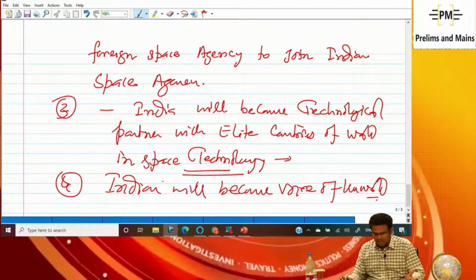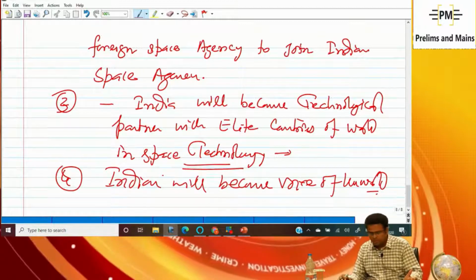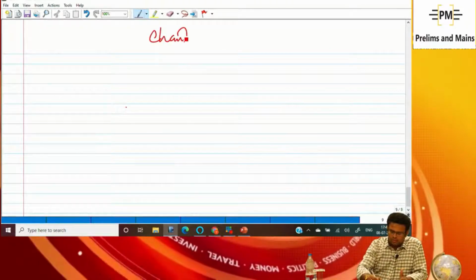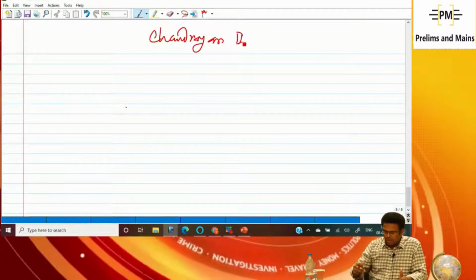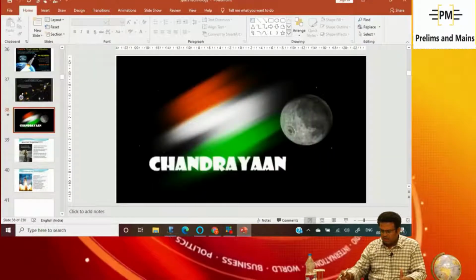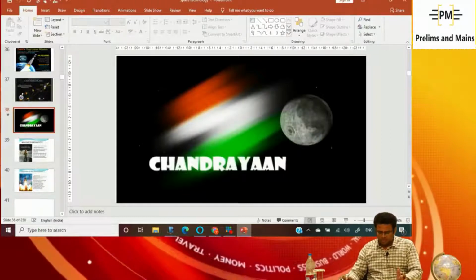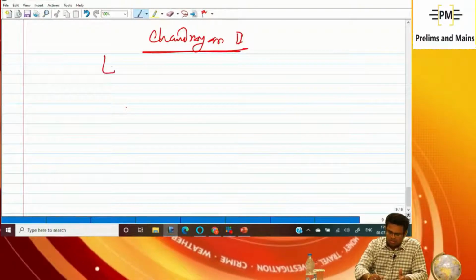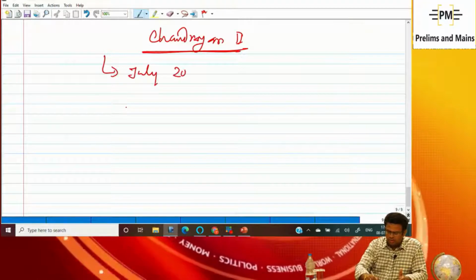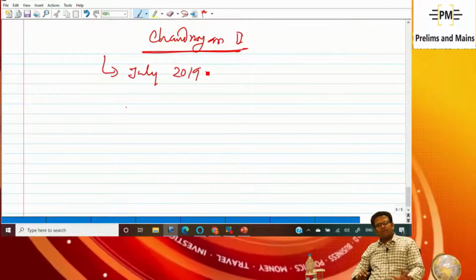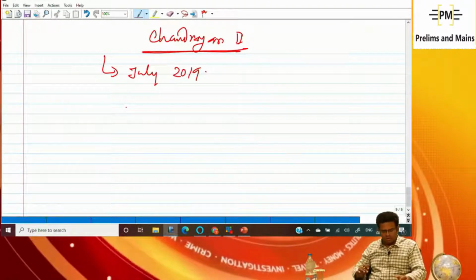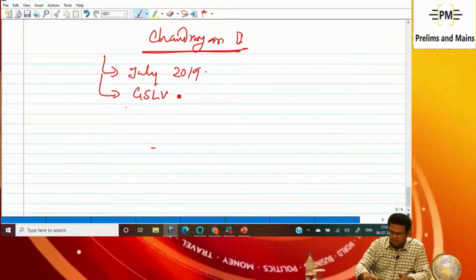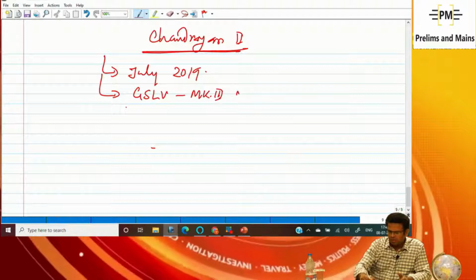So it is, I said that next point, if I am talking about Chandrayaan 2, what is the difference in the Chandrayaan 2? The year is July 2019. And instead of PSLV, it has been sent on a GSLV Mach 3 M1.